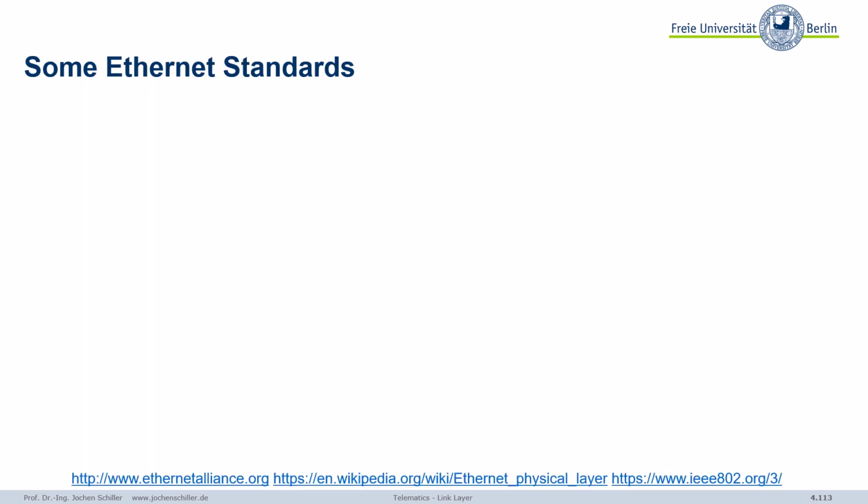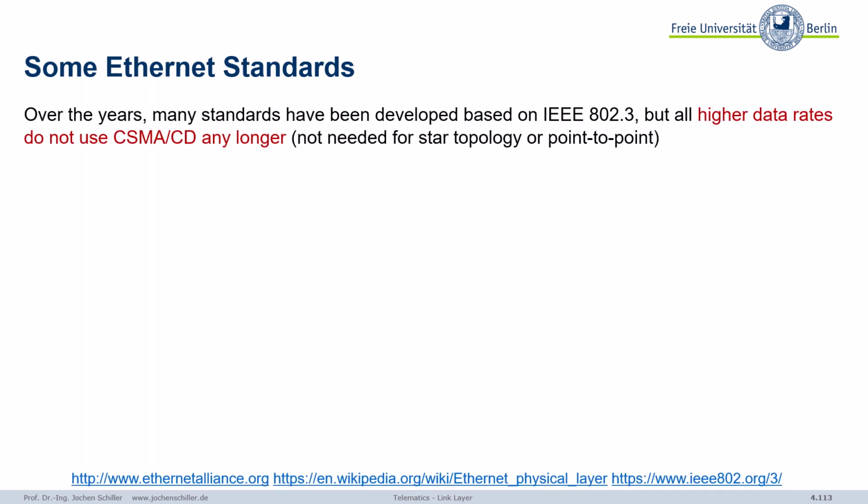So this is how all this started, and then over the years we had many more standards developed based on this 802.3, but the higher data rates, they do not use CSMA/CD any longer. So no 10 gigabit network uses this anymore. This was, I would say, also for marketing compatibility reasons. We kept the name Ethernet and we kept the CSMA/CD, although from, I think, 100 megabit Ethernet onwards, we had only star topologies and switches.